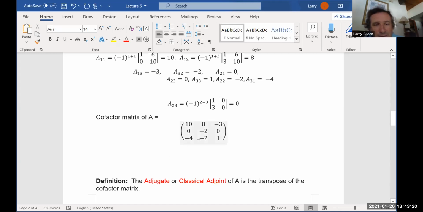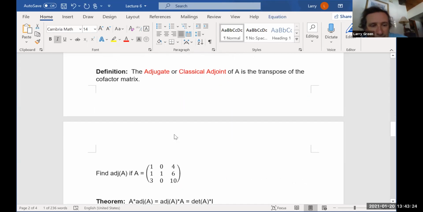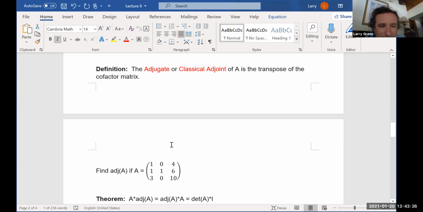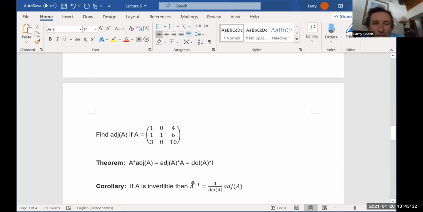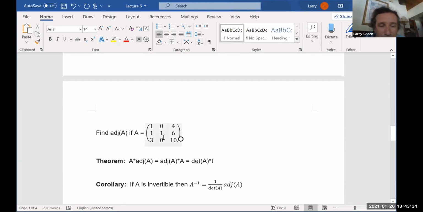So the letters we use matter. In fact, what I'm going to do, if we want to find the adjoint of this matrix that we started with, I think that's the same one. Yeah. 104, 116, 3, 0, 10.